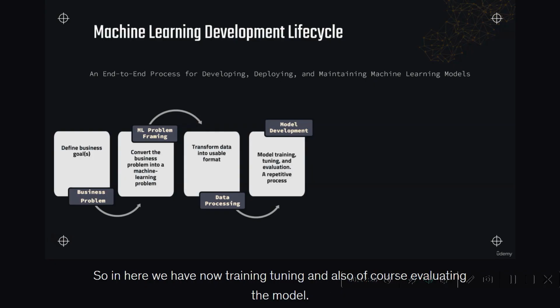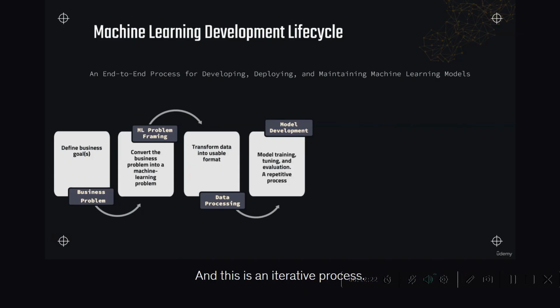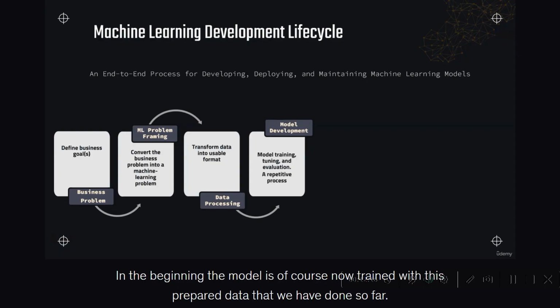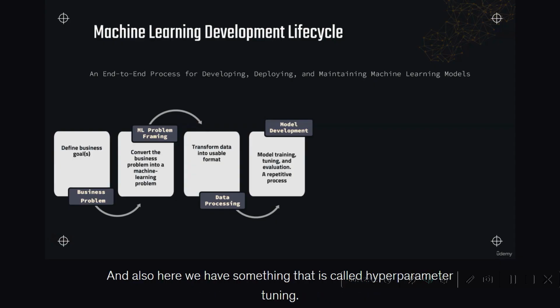So in here, we have now training, tuning, and also, of course, evaluating the model. And this is an iterative process. So oftentimes it requires multiple cycles of refinement. In the beginning, the model is of course now trained with this prepared data that we have done so far. And also here we have something that is called hyperparameter tuning. This is done to optimize the model performance.